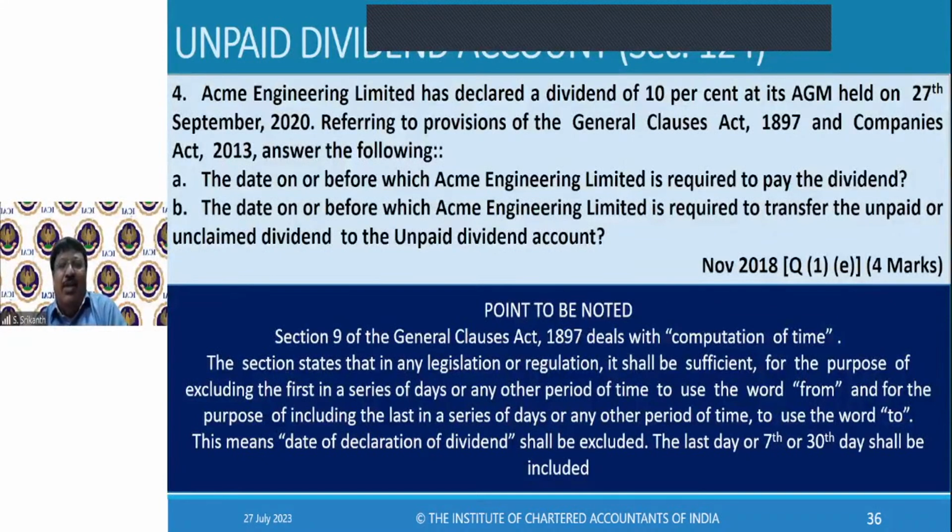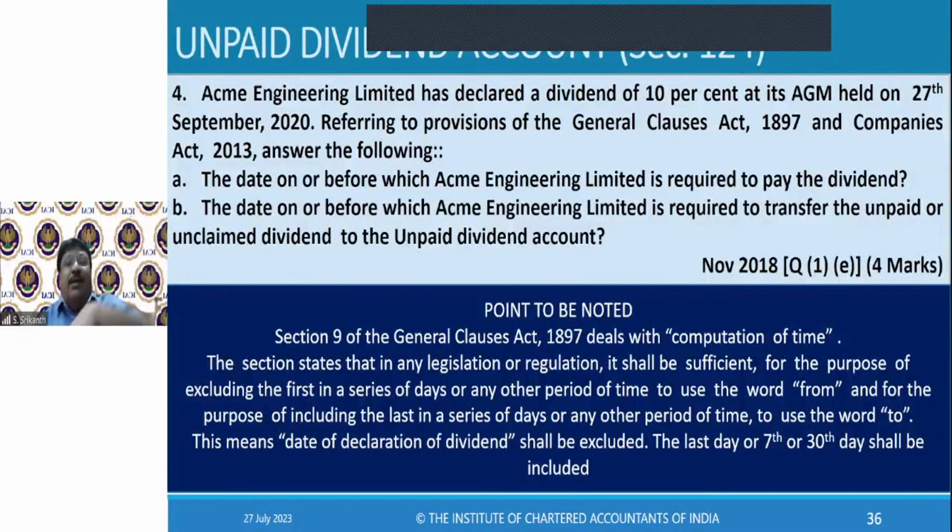Thank you, madam, for clarifying that it is IEPF. Good job. Now, Acme Engineering Limited has declared a dividend of 10% at its AGM held on 27 September. Referring to the provisions of the General Clauses Act 1897, you are going to study the General Clauses Act. Somebody will teach you; it is in your syllabus. This is a combined question on dividend and general clauses.